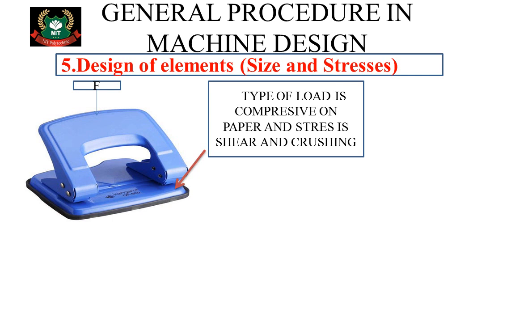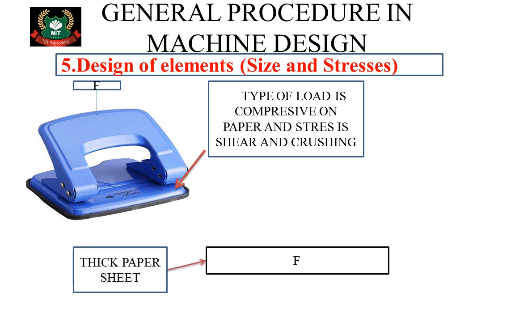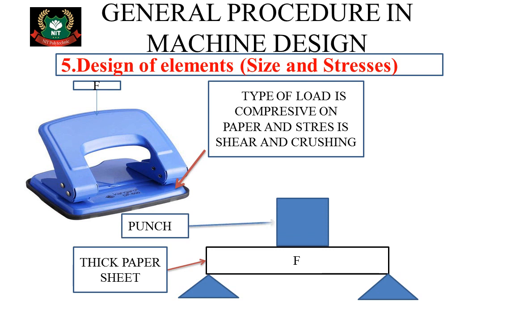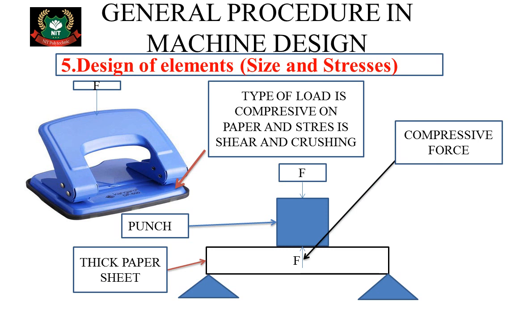Now, with the help of the following diagram, we see how the compressive force will be developed, and because of that compressive force, shear and crushing stress will be developed. Consider a thick paper sheet on which we are applying a force with the help of the punch. Because of that force, an equal and opposite force is applied on the punch by the thick paper sheet. So this is called a compressive force.